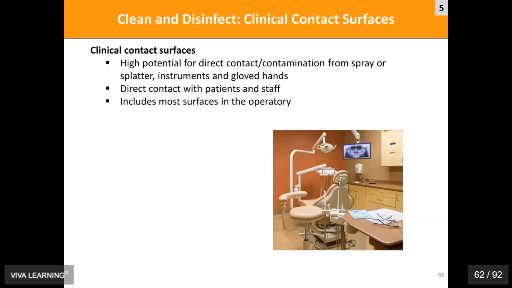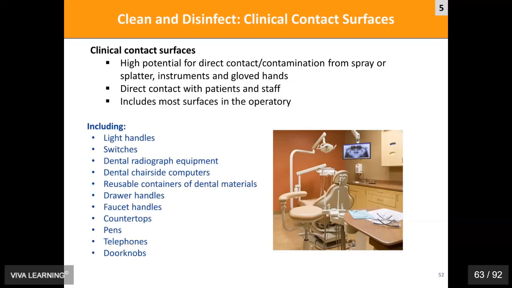So clinical contact surfaces, that's what we're going to talk about next. These are things that you're actually going to touch. So again, I mentioned things like three-way syringe, light handle. But take a look at this list. This is from the CDC. The CDC says everything on this list could be considered a clinical contact surface. But you know what? Use a lot of common sense here.